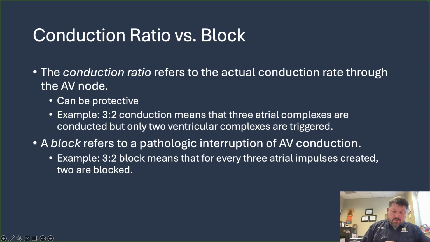A block and conduction ratio are not the same. A 3-to-2 block, for example, means that for every 3 P waves created, 2 are blocked and only 1 P wave is conducted. A 3-to-2 conduction ratio means that for every 3 P waves, 2 are conducted to the ventricles.